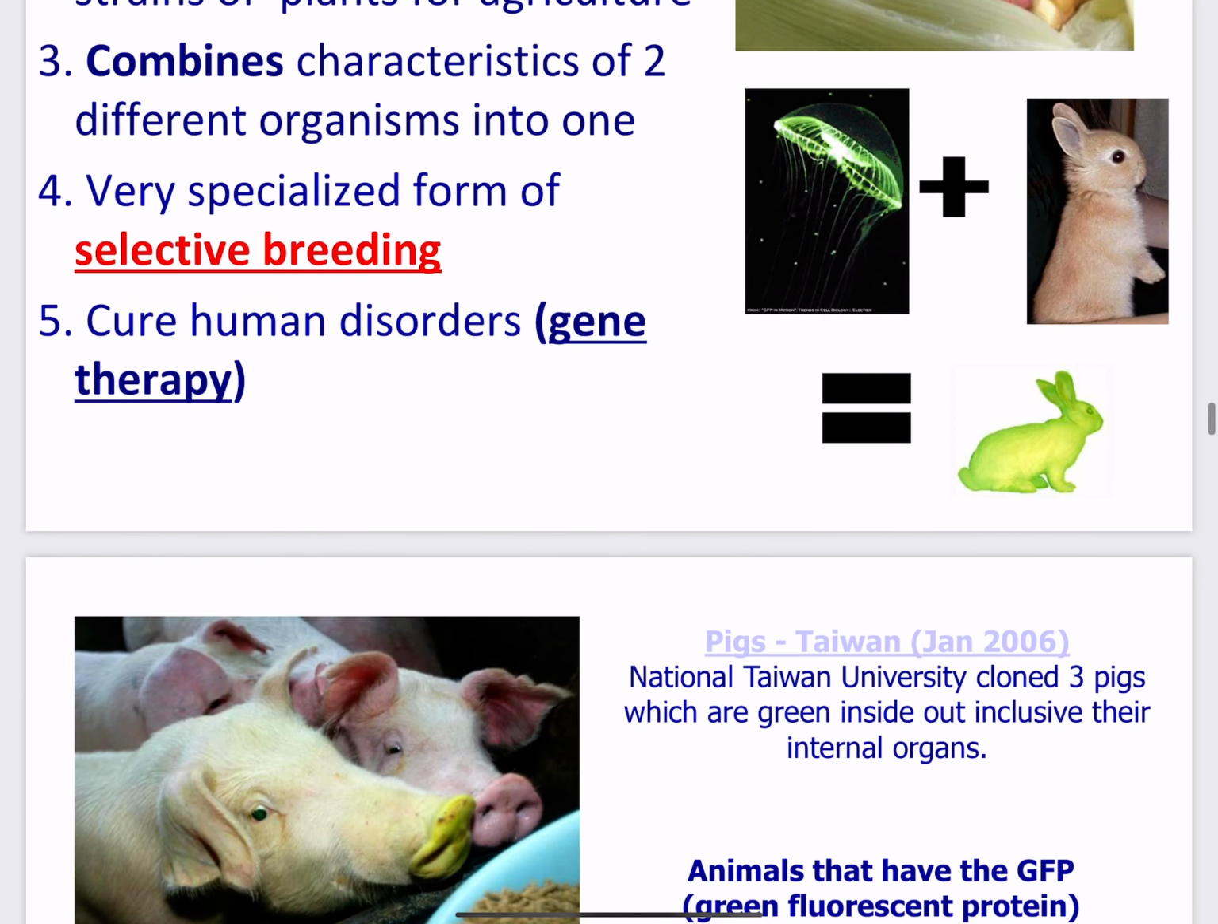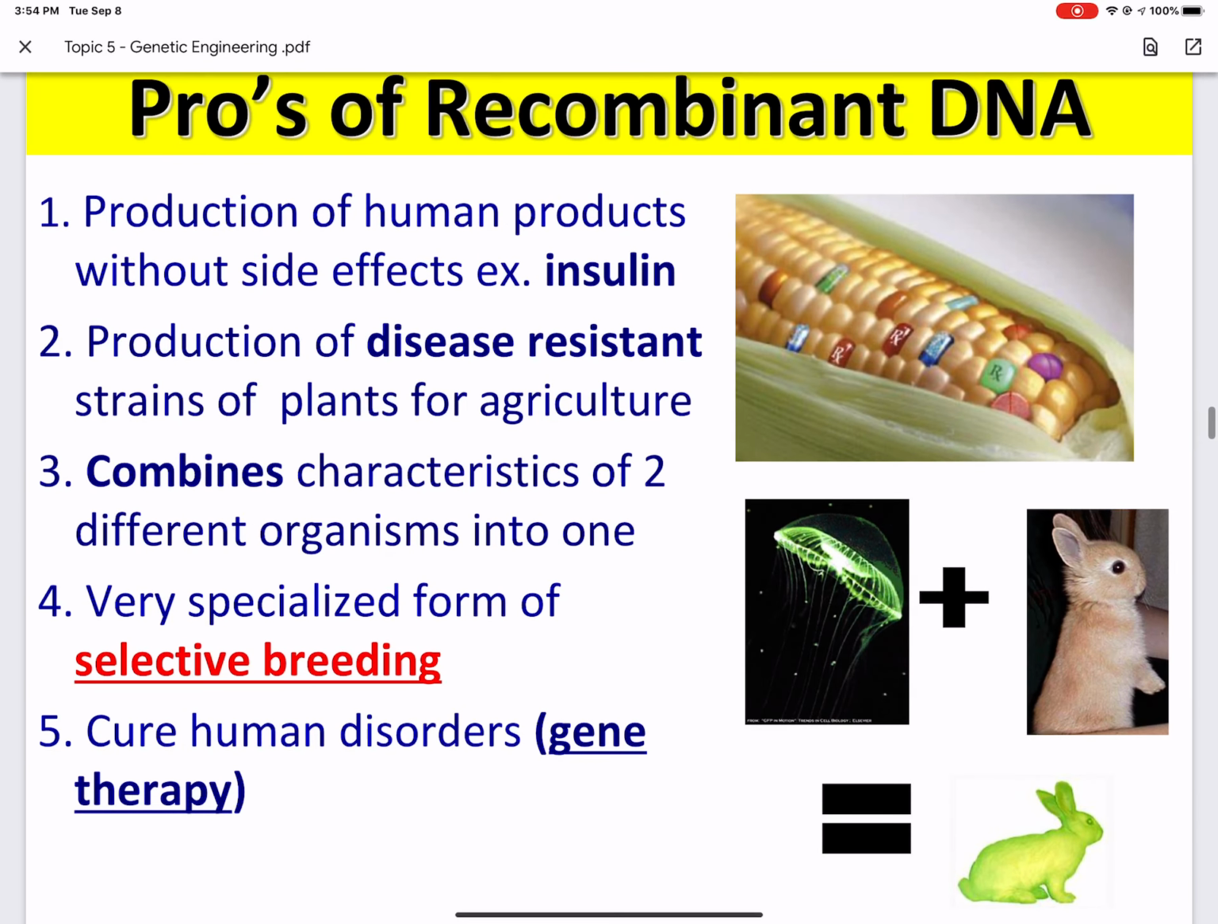What are some pros of recombinant DNA? Well, one example would be insulin. That's a huge plus. And maybe the production of disease-resistant strains for plants or agriculture. Maybe you can combine the characteristics of two different organisms into one. So you can take the characteristics of one and put it into something else. An example that I've seen in the store lately is a grapple, where they have an apple and a grape together. Number four, this is quite common, selective breeding.